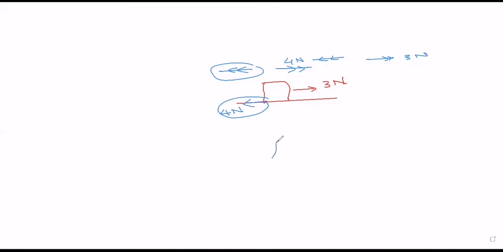Now think, after some time, I am going to increase my force up to 4 Newton. Now the resistive force is also 4 Newton. Now again, if you see, children, this object will not move, because in this direction I am giving 4 Newton, and in the opposite direction I have the resistive force of 4 Newton.